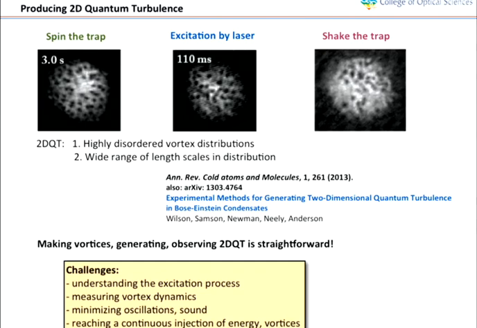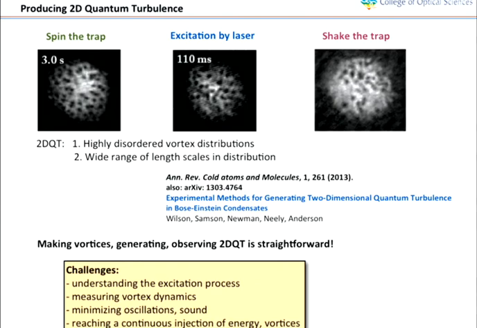We can put a little bit of energy into the trap and spin it, and we get a picture such as this one. And we can modify the trapping potential by turning on a blue-detuned laser beam and either modulating the intensity of that beam or suddenly hitting the condensate with a laser, and that generates vortices, these disordered distributions. We can shake the trap. There are a number of ways to generate vortices and get these turbulent distributions, but there are a number of issues that come up in many of these methods.